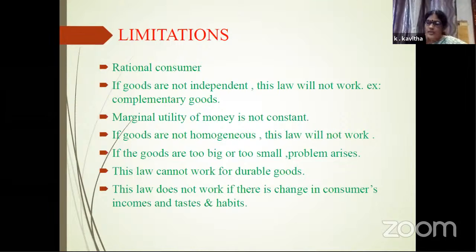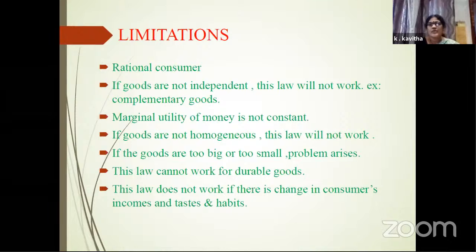So here, the next one is the limitations. Limitations means when there are assumptions, compulsory limitations will be there, means the criticisms. Whatever he assumed in this law in order to prove it, here we can say those are unrealistic conditions.